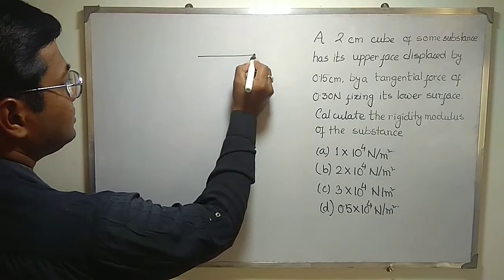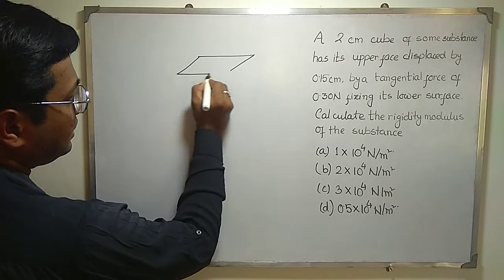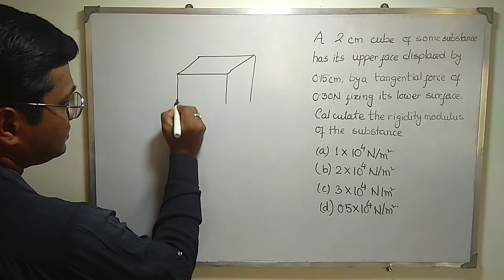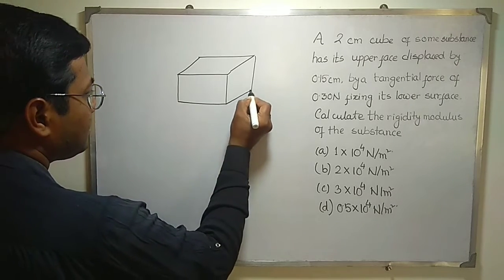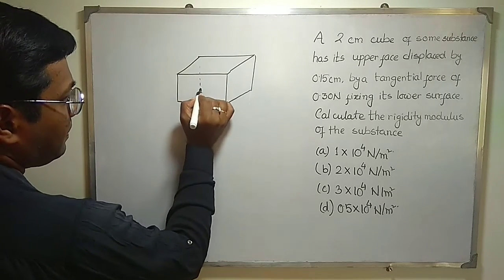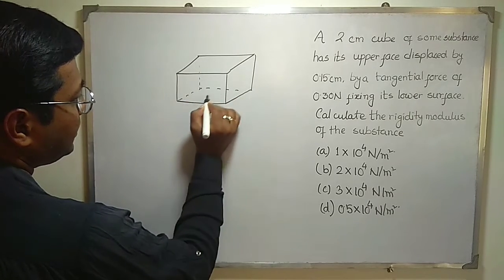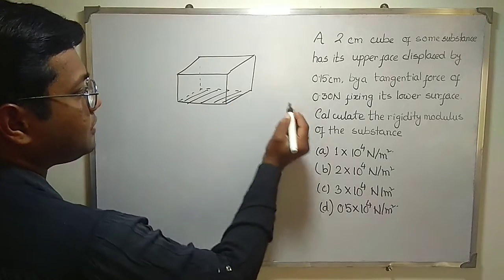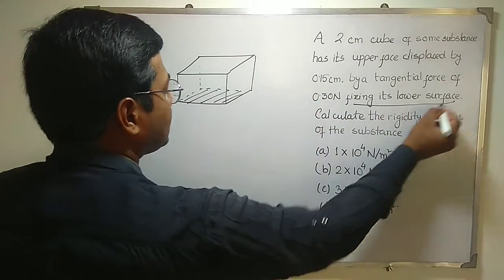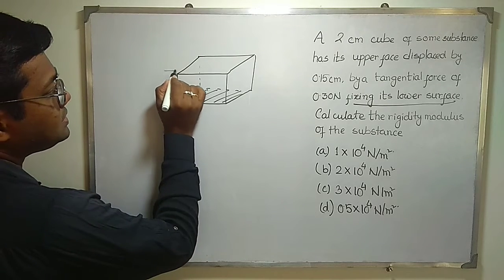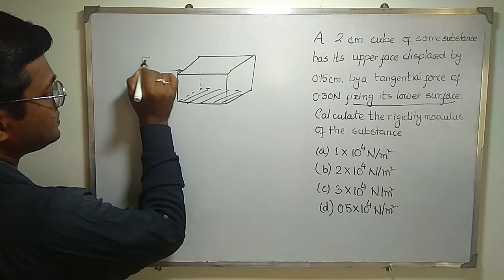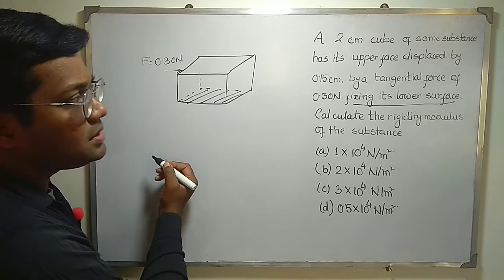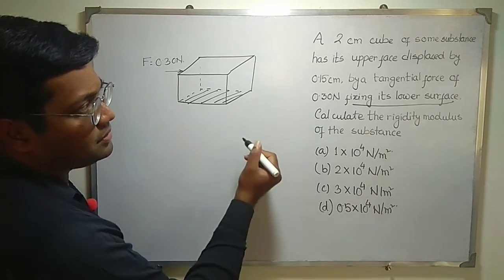So let us try to draw what is said here. It is a cube. Its lower surface is completely fixed. Okay, this lower surface cannot move from its place. It is completely fixed, fixing its lower surface. Now a tangential force is applied on it, that is 0.30 Newton. Tangential force is applied on its upper surface.